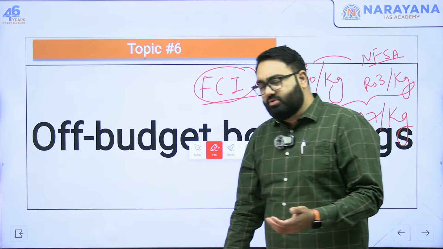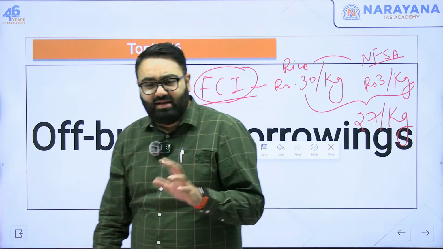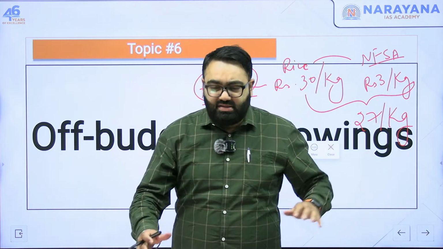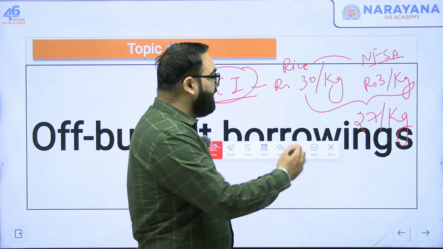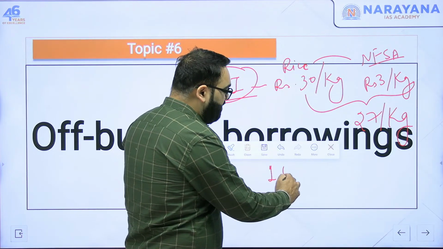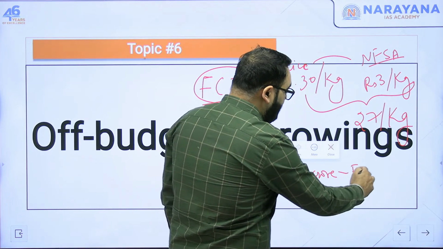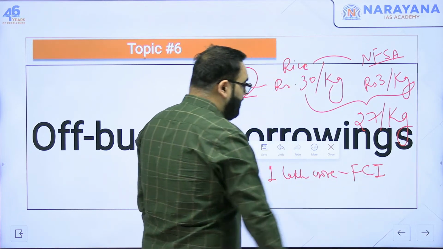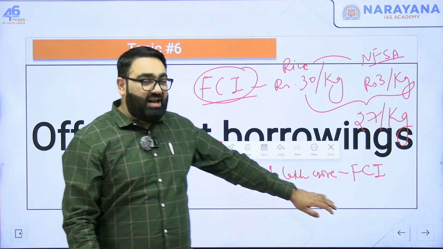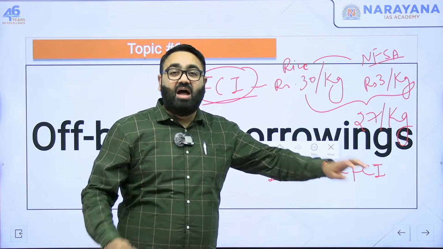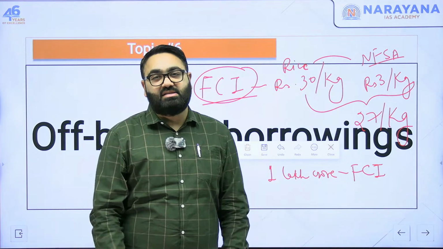So earlier what used to happen was the government used to write that in the budget, that in this year we will be giving, let's say, 1 lakh crore rupees to Food Corporation of India. We will be giving this money to FCI. So it was a part of the budget. Now the government thought, while writing this in the budget, our list of expenditure is increasing.